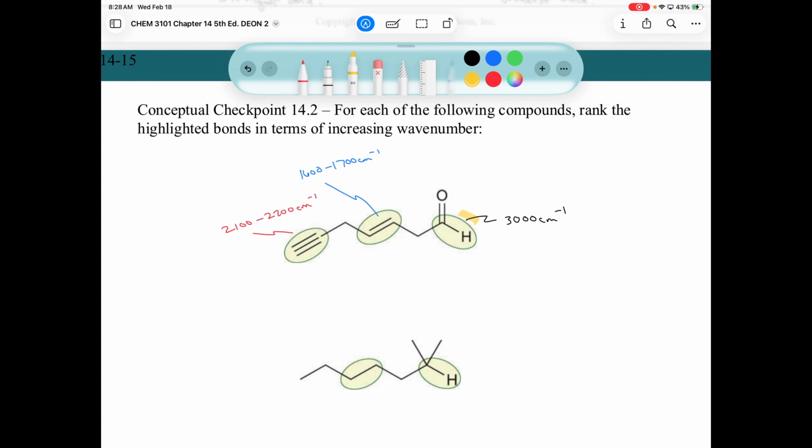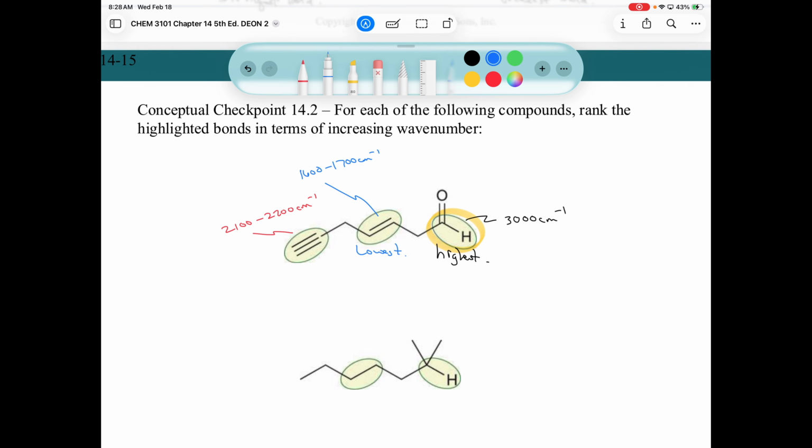And so the answer is going to be this bond here. That one's going to have the highest wave number. Does that make sense? Okay, so this one would be highest. So we'll put here highest. And then the double bond is going to be the lowest. So we'll put it down here, lowest.